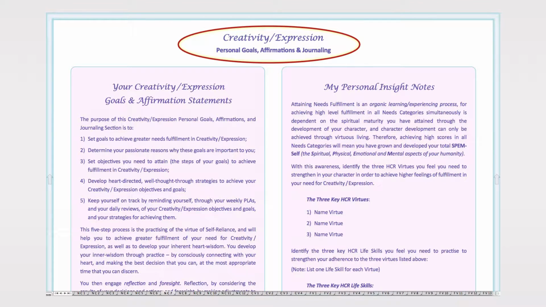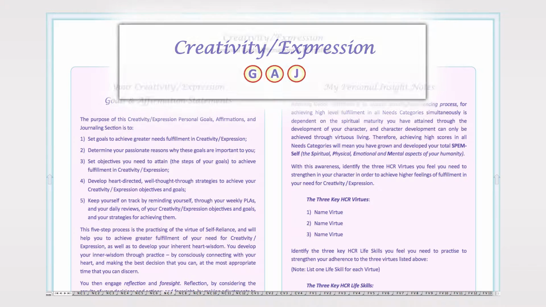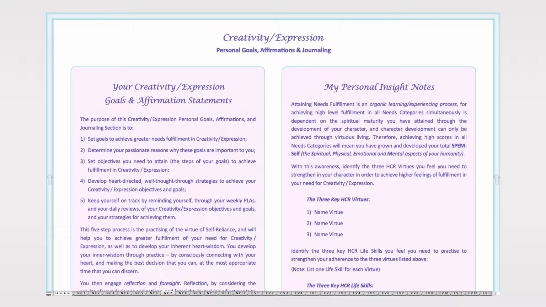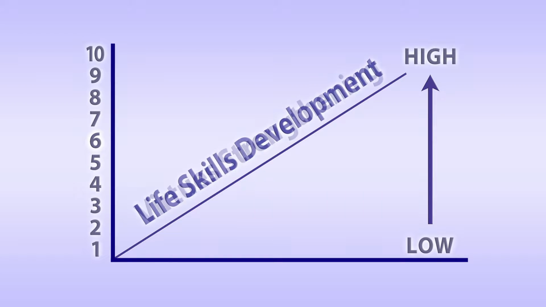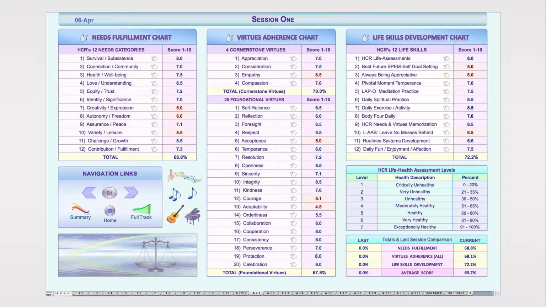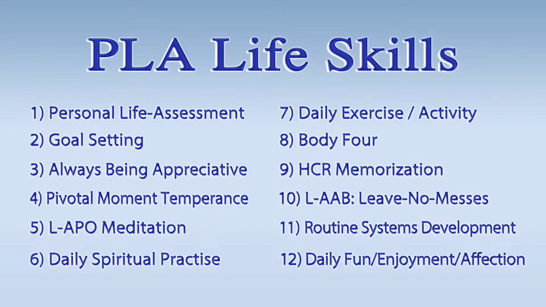Here we see the title for this page, Creativity Expression, Personal Goals, Affirmations, and Journaling. When we take the first letter of each main word, that is where we get the acronym GAJ. As I'm explaining this GAJ page and the various templates it contains, I'll also be explaining why each of the template sections were included and how you can use them to attain higher scores in needs fulfillment, virtue strengthening, and life skills development. The chart scoring reveals where you are in these areas, but it's the PLA life skill practices that will help you raise your scores, and that is where the transformational benefits of the PLA program will really come to life for you.